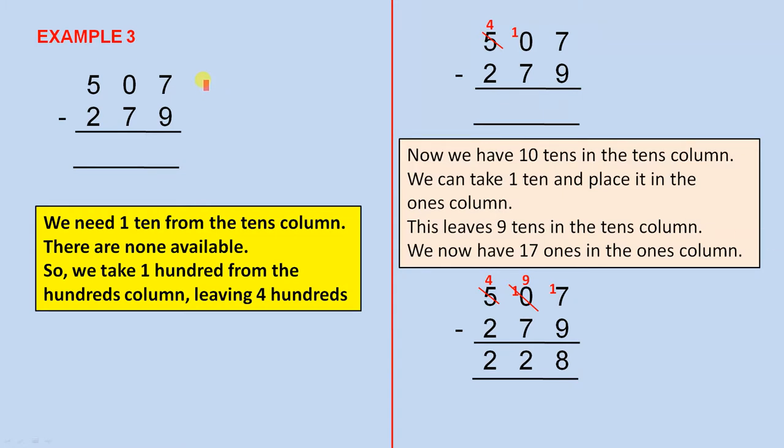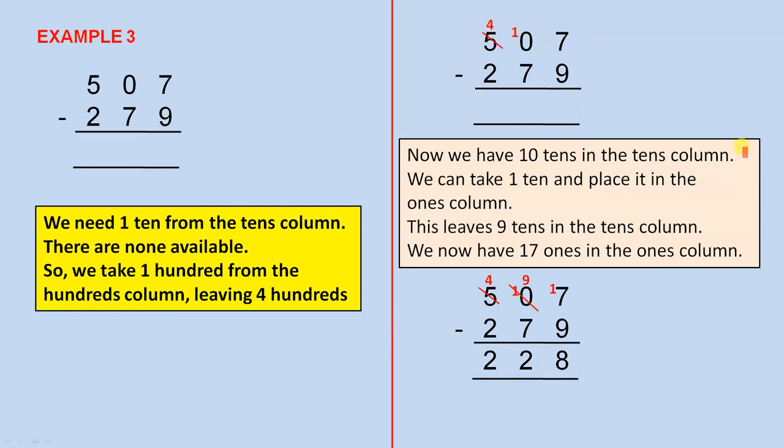Example 3, 507 minus 279. We need 1 10 from the 10s column. There are none available. The reason we need it is because 7 take away 9 we can't do. There are no 10s available here, so we can't do it. So we take 100 from the hundreds column, leaving 4 hundreds. That's what we've done here. We had 500s here. If we took one away, that takes it down to 4. Here's the 100 here. Now we've got 10 10s. See, we had none before, but now we've got 10 of them.